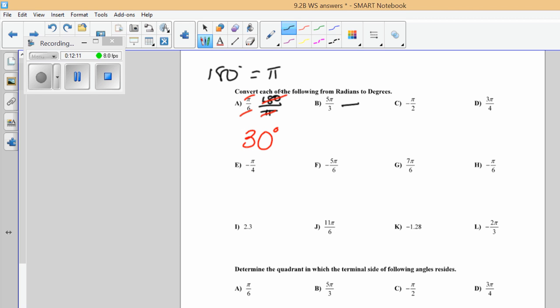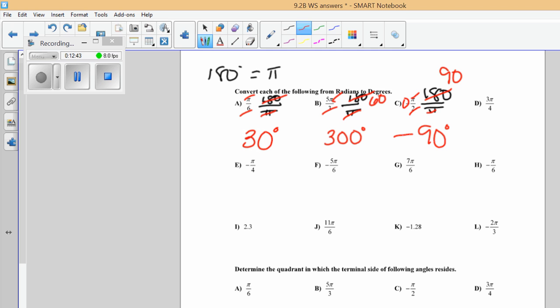It's radians again. So we have our pi on the bottom and our 180 on the top. The pi's cancel. 3 goes into 180 60 times, and 5 times 6 is 30. Put a 0 on it, and we get 300 degrees. It's radians, so pi is on the bottom and 180 is on the top. Pi's cancel. 2 goes into 180, 90. Don't forget that it was negative, so we have negative 90 degrees.